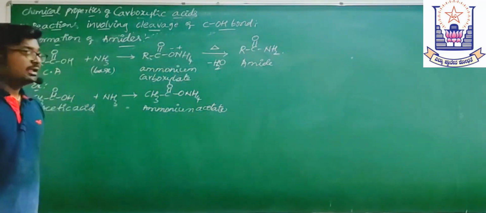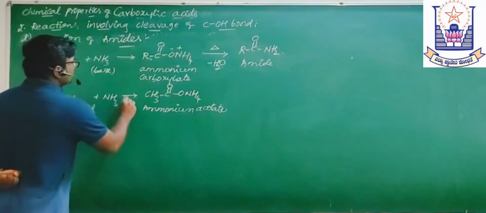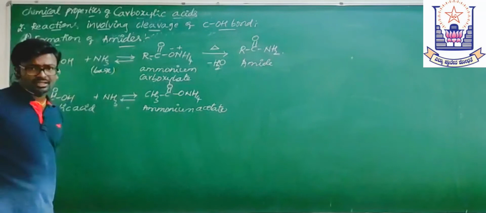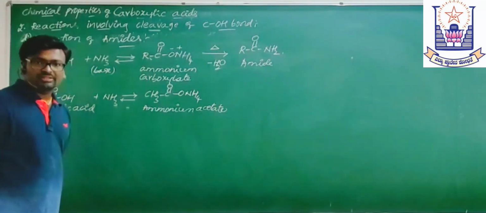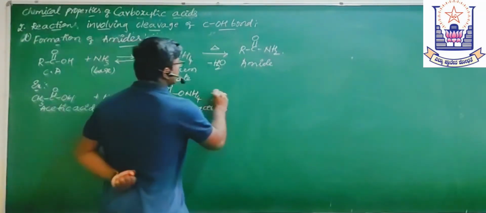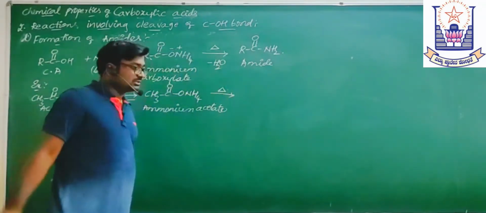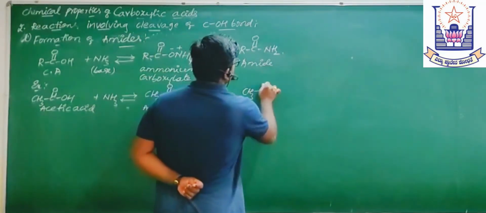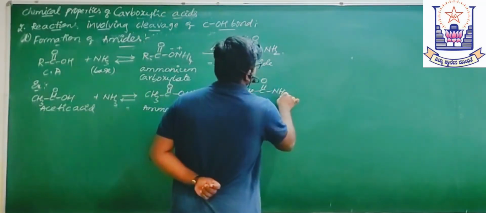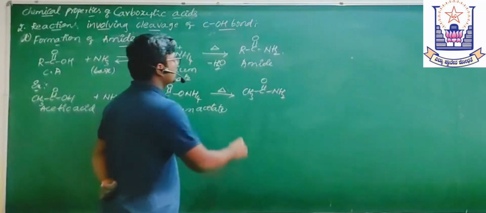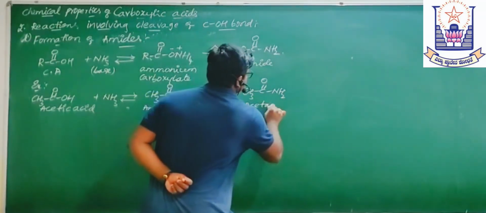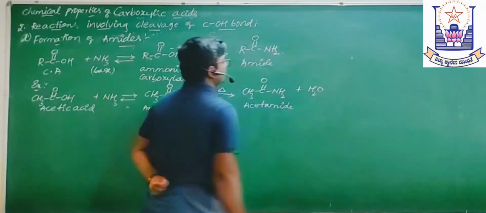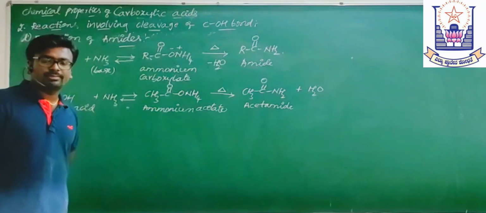And in the NCERT they have shown these are reversible reactions, so better to take that also. These are undergoing reverse also. If this is heated, what happens? It will form the corresponding amide, that is CH3CONH2. What is this called? This is called acetamide, and you can see the formation of H2O also as a byproduct.